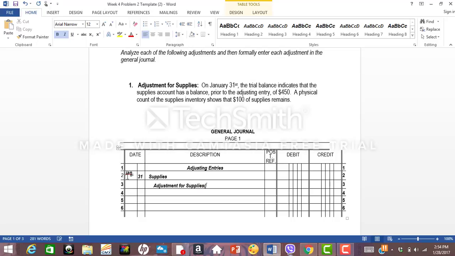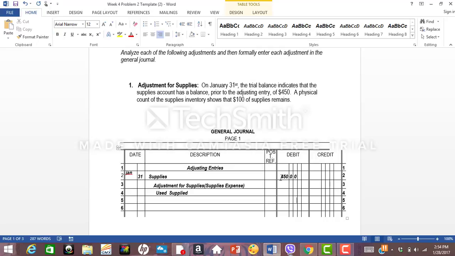Or maybe supplies expense would be another one. And then used supplies. So the question says, on January 31st, the trial balance indicates that the supplies has a balance prior to the adjusting entry of $450. So obviously before entering, it has $450. And then it says, a physical count of supplies inventory shows that 100 supplies remain.